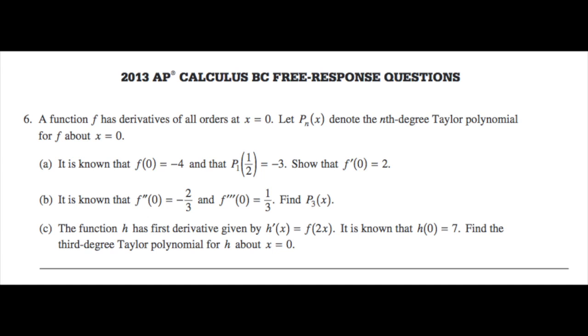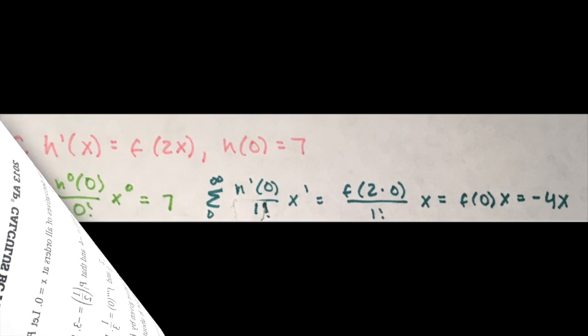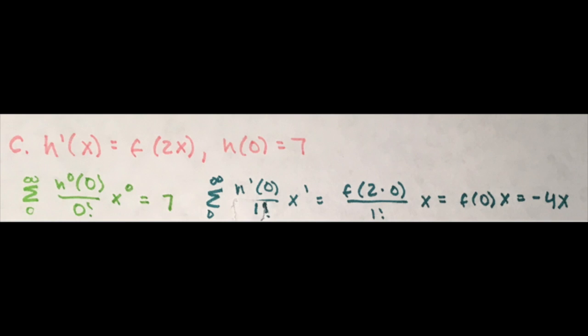Part C introduces a function h that has first derivative given by h prime of x equals f of 2x. It is known that h of 0 equals 7. Find the third degree Taylor polynomial for h about x equals 0. Alright, so now we're finding the third degree Taylor polynomial of h. So we find the first term of the Taylor polynomial by using the Taylor polynomial formula. Because they tell us that h of 0 is 7, we know that the first term will be 7 because 0 factorial is just 1 and x to the 0 power is also just 1.